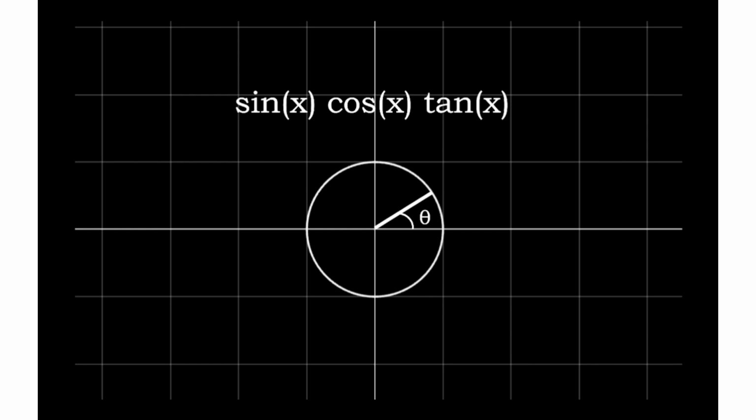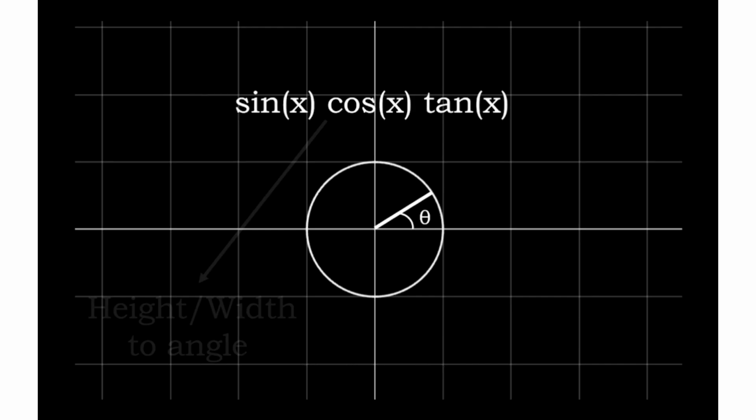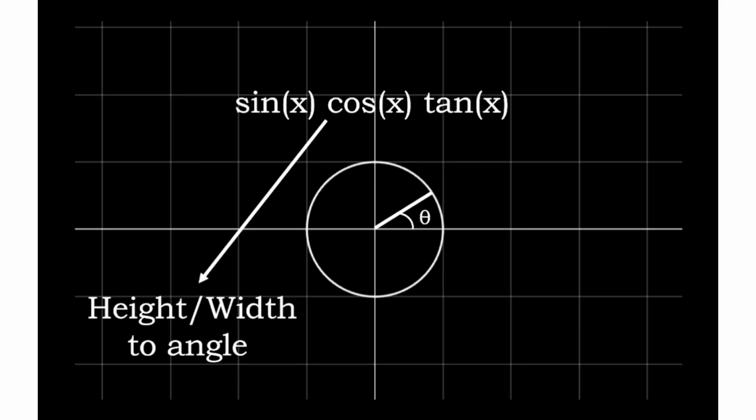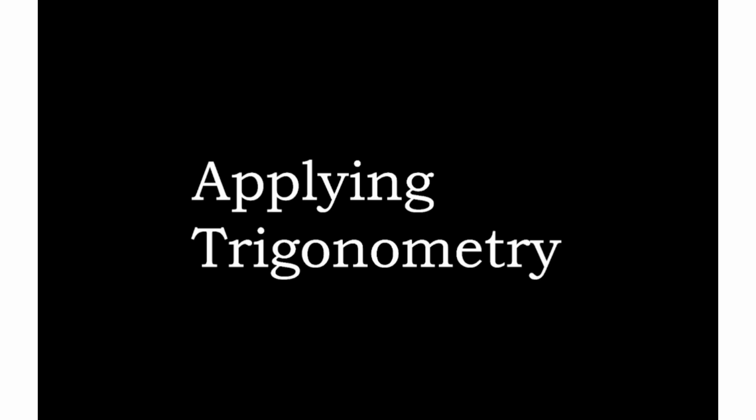What I want you to take from this is that rather than seeing the trig functions as being arbitrary definitions with triangles and ratios, they're useful ways to relate various geometric definitions to angle. The sine and cosine functions relate height/width to angle, and the tangent function relates slope to angle. Having this type of intuition for trig functions helps a lot when trying to understand them. These are the three primary trigonometric functions.